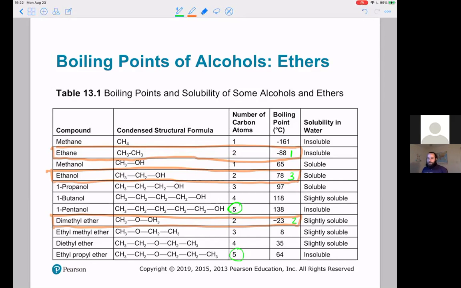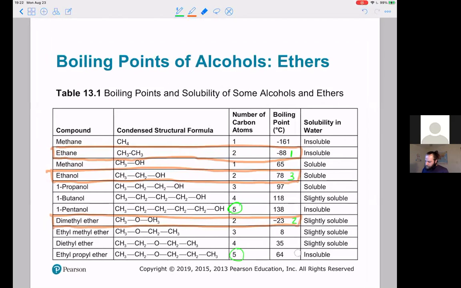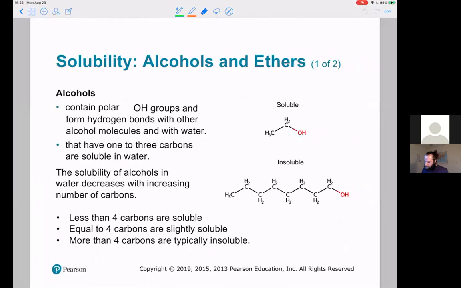Ethers can do a little bit of hydrogen bonding, but not much. Okay, now let's talk about solubilities of alcohols. Small alcohols are soluble in water. Large alcohols are insoluble in water.